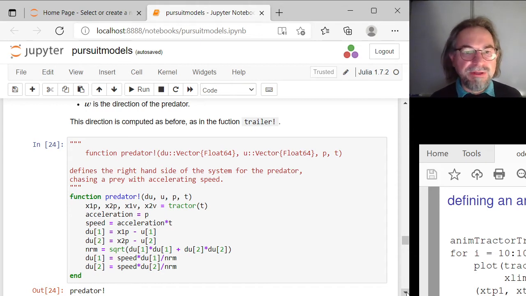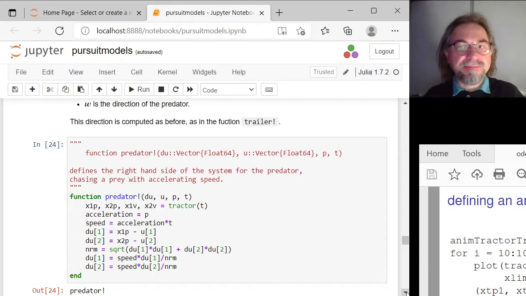Out of convenience, I'm recycling the tractor function. In the right hand side definition, I'm using the parameter, which is the acceleration. So I compute the speed, and in some sense it's a simpler model, so I don't have to compute this projection. When I normalize the direction, I multiply the normalized direction vector with the speed. That gives me the right hand side of the predator prey.